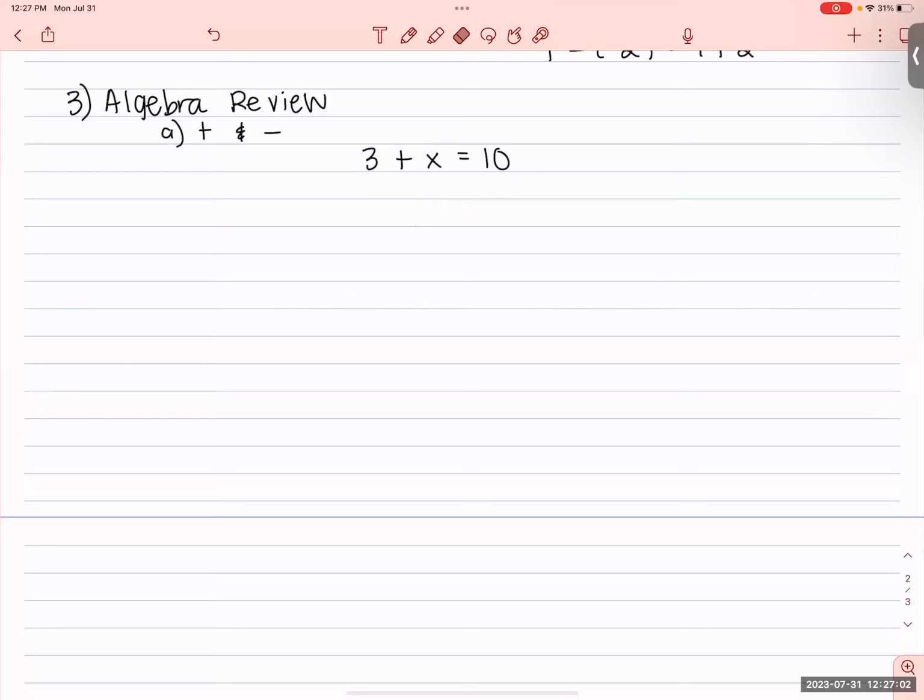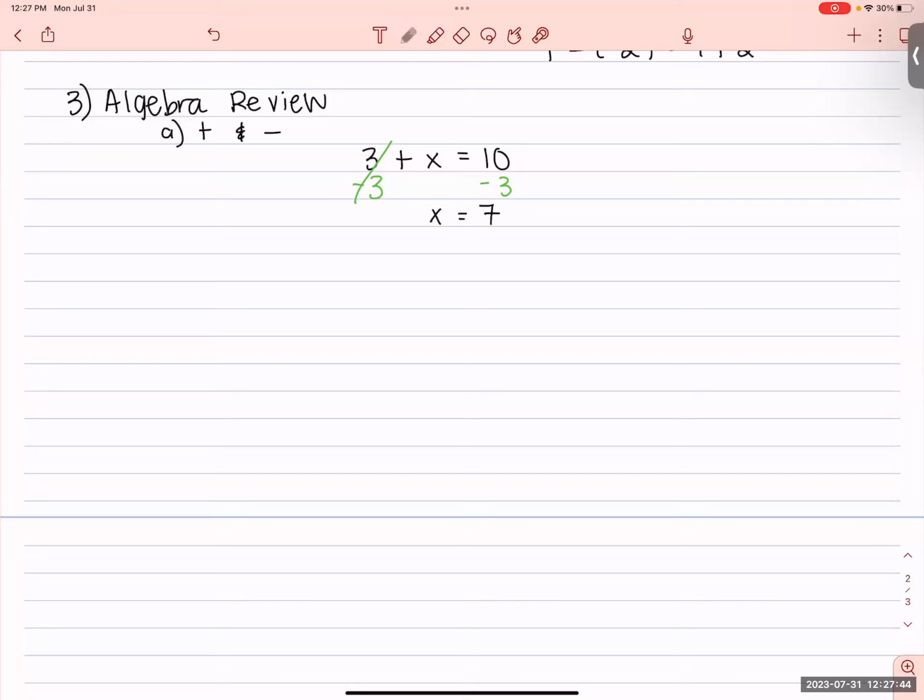So if I want to isolate x, the best thing I can do is, what am I doing to the 3? I'm adding the 3. The 3 is being added. So the opposite of that is subtracting. So let's subtract the 3. And the beautiful thing about equalities is that it doesn't matter what I do to one side, as long as I do the same thing to the other side, it will still be equal. So if I subtract 3 from both sides, 3 minus 3 is going to cancel out. So I'm going to get x equals 7, because 10 minus 3 is 7. And so that's just a basic positive, negative algebra review.